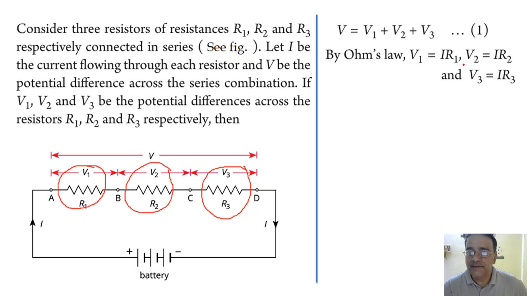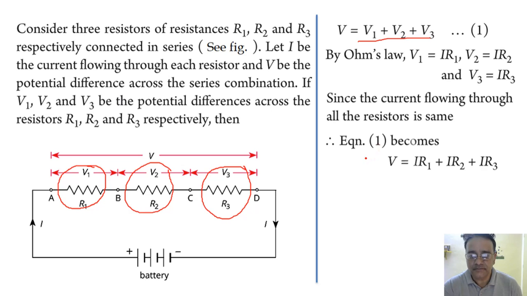Now we will substitute this in equation number 1. If we substitute in equation number 1, we will get V is equal to IR1 plus IR2 plus IR3. Now take I common from this, so we'll get I into R1 plus R2 plus R3. Let it be equation number 3.